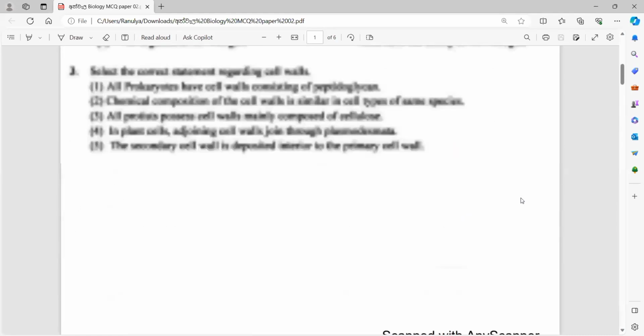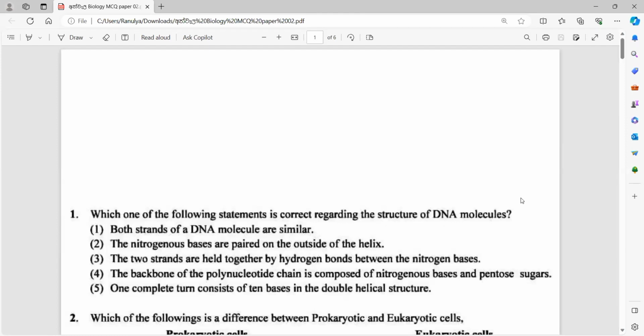Right, so we have discussed 25 questions. Let me go through the answers. First one, third answer. Second question, second answer. Third one, fifth answer. Fourth one, third answer. Fifth one, fifth answer. Sixth one, fourth answer. Seventh one, third answer. Eighth one, first answer. Ninth one, answer number two. Tenth one, answer number two. 11th, fourth answer. 12, fifth answer. 13, fourth answer. 14, third answer. 15, third answer. 16, second answer. 17, first answer. 18, first answer. 19, fourth answer. 20, first answer. 21, third answer. 22, fourth answer. 23, fifth answer. 24, first answer. 25, second answer.